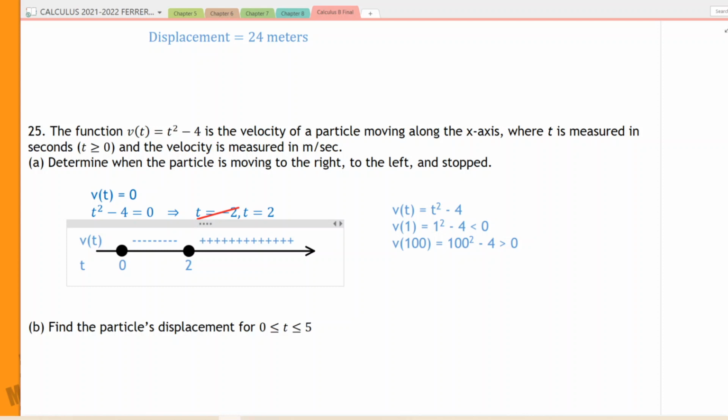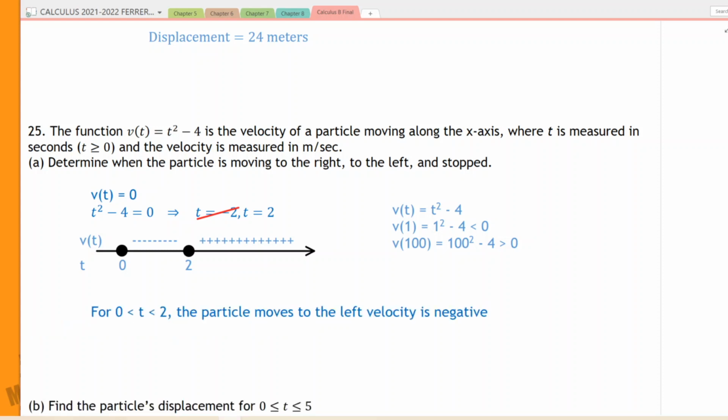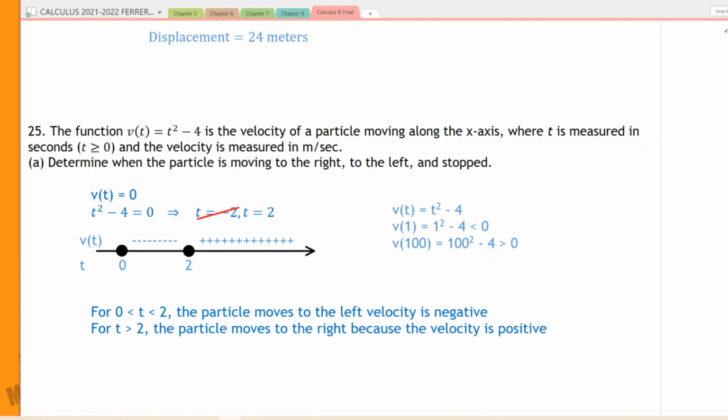Now we can do some analysis here. We know that for t between 0 and 2, the particle moves to the left because the velocity is negative. And then for t greater than 2, the particle is going to move to the right because the velocity is positive. And then the particle is stopped at t equals 2 because the velocity at 2 is equal to 0.